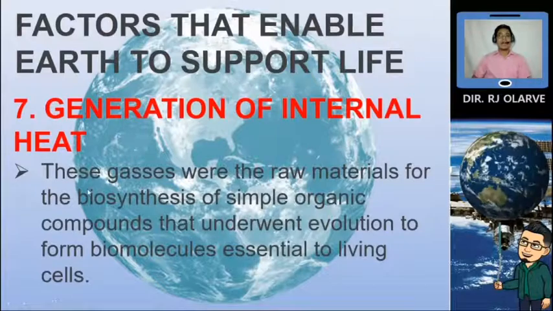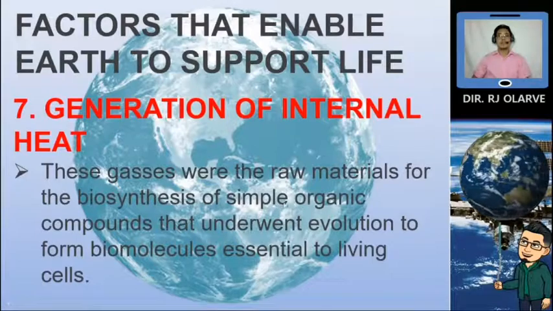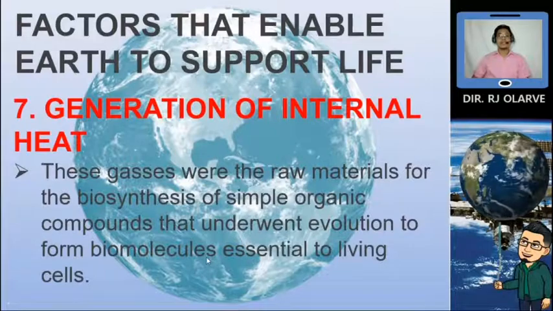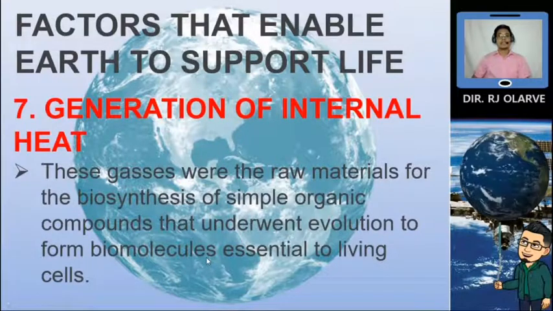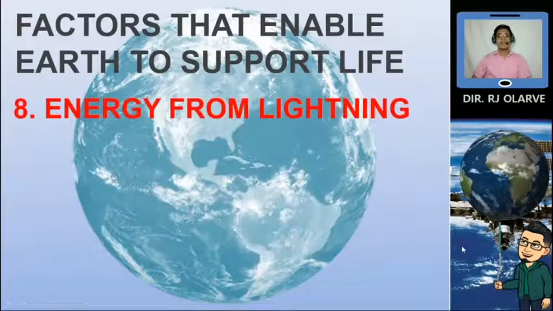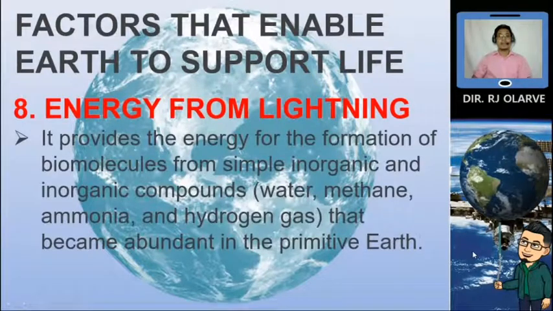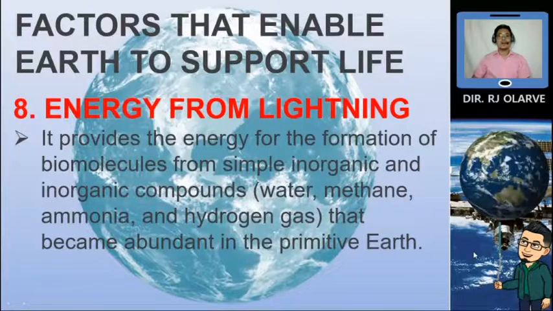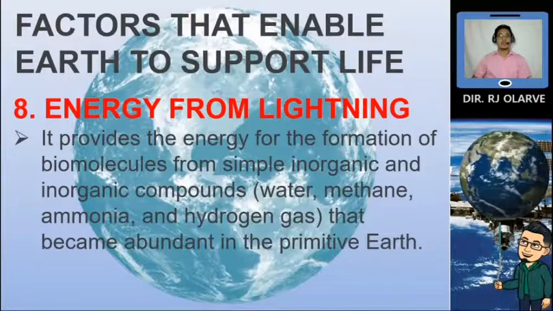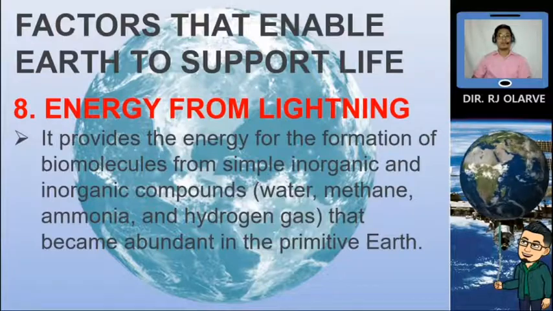And also, the gases that were mentioned earlier were the raw materials for the biosynthesis of simple organic compounds that underwent evolution to form biomolecules such as lipids, carbohydrates, proteins, and nucleic acids that are essential to living cells. And the last factor that enables Earth to support life is energy from lightning. So it provides the energy for the formation of biomolecules from simple inorganic and organic compounds such as water, methane, ammonia, and hydrogen gas that became abundant in the primitive Earth.